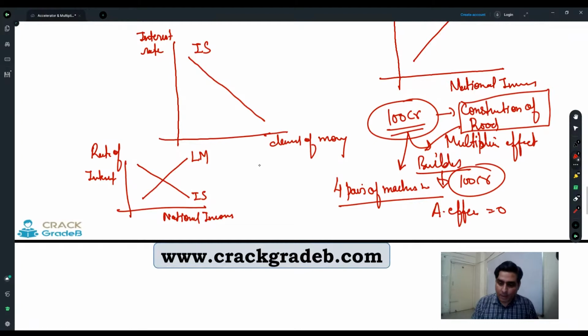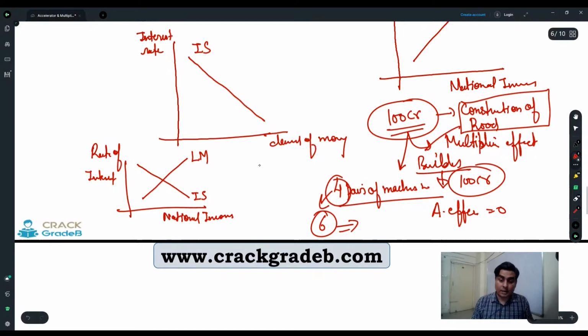But for this 100 crore worth of construction, he increased his machines from 4 to 6. Then in this case, what will happen? In this case, we can say that the multiplier effect is 1.47, which we have calculated.